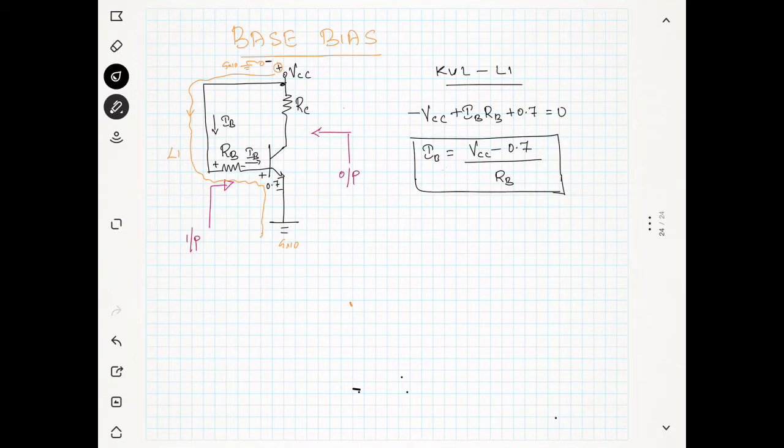Once you get the IB, you can find the IC. IC is beta DC times IB. So this is the equation.